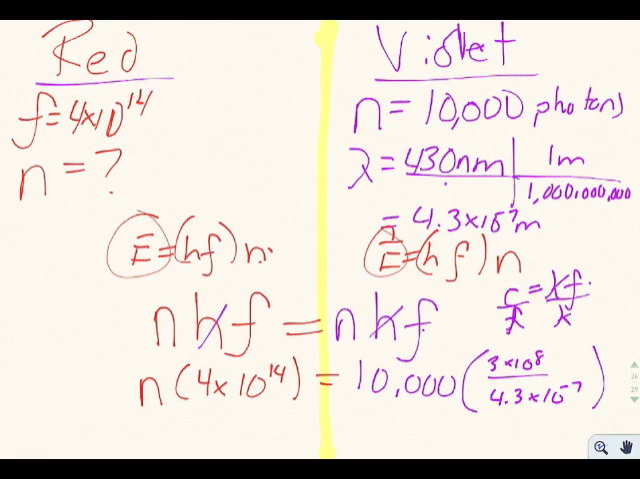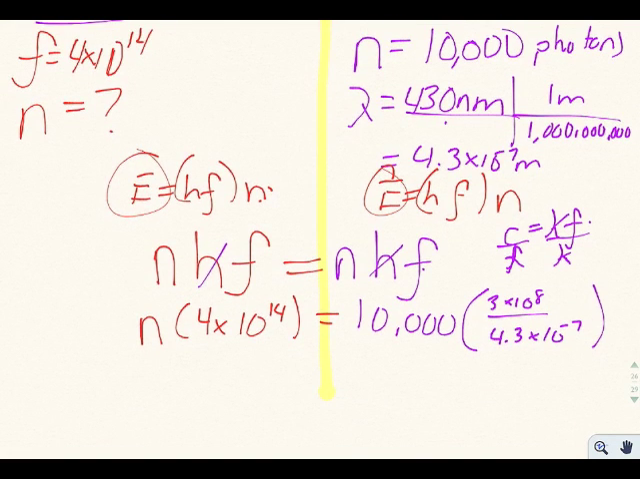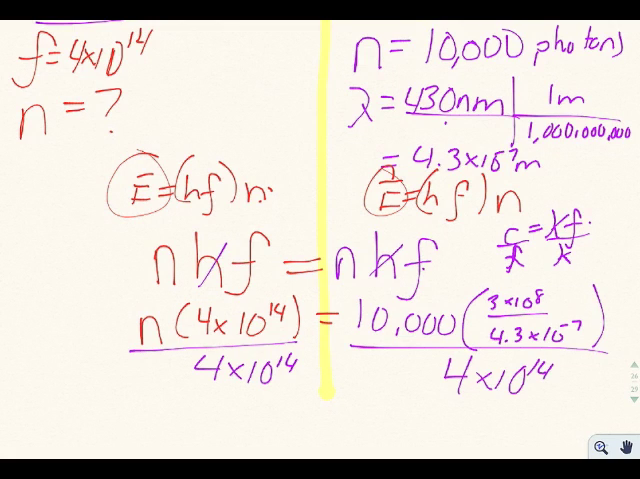So now you've got a number on one side because you can multiply all this out. So in order to figure out what n is, all you've got to do is get rid of this 4 times 10 to the 14th. If you divide both sides by 4 times 10 to the 14th, now you've got your answer. Before we do the math, you should be able to say, should it be more than 10,000 or less than 10,000? So think about which one of those has more energy, violet light or red light.